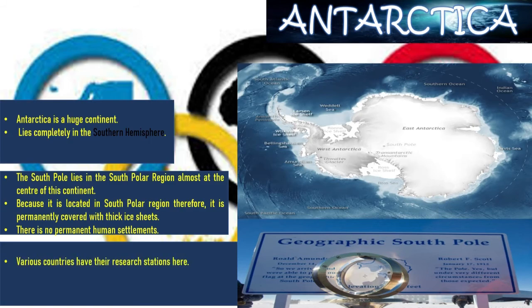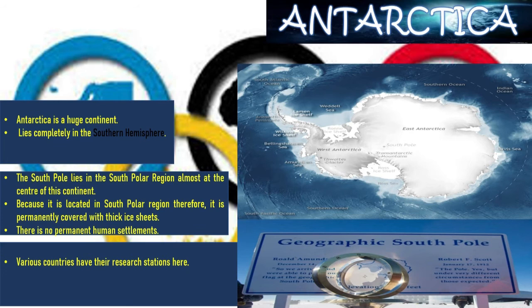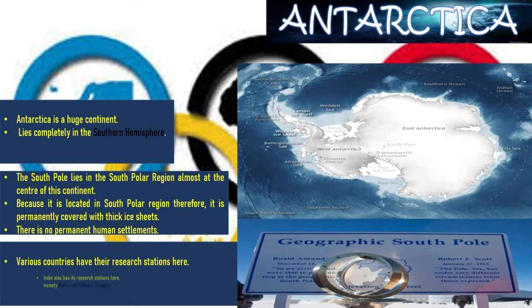Various research stations can be found here. Various countries have their research stations here. Like other countries, India also has its research stations here. They are named Maitri and Dakshin Gangotri.